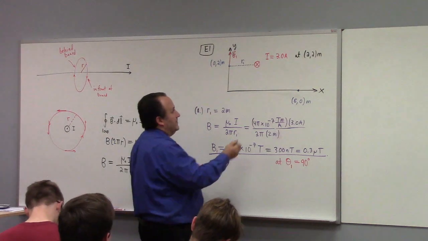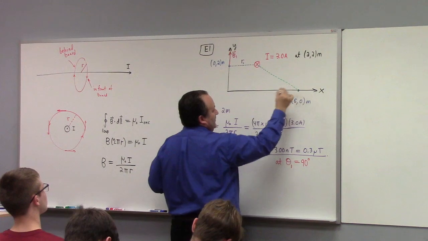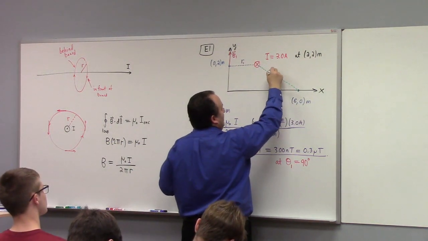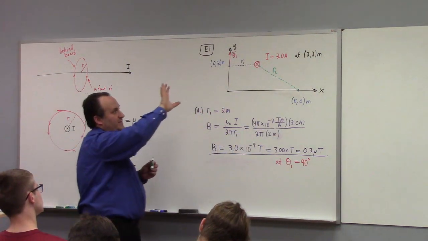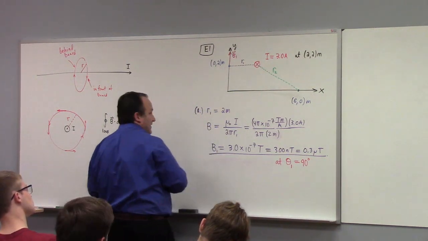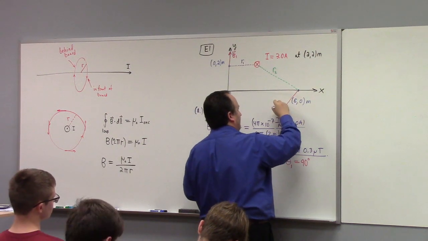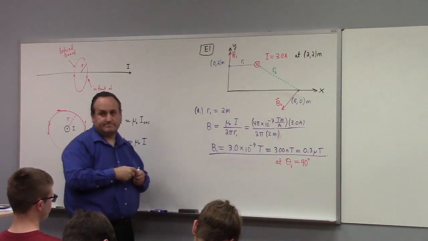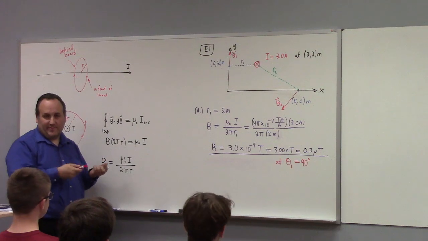Okay, so if we look at the other point over here, and that's my R2, let me talk about the direction first. What's the direction of the magnetic field? It has to be perpendicular to the radius. It's like this. What's the standard angle there? I have no idea, but I need to work it out though, right?